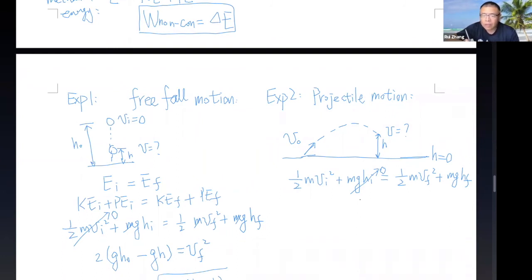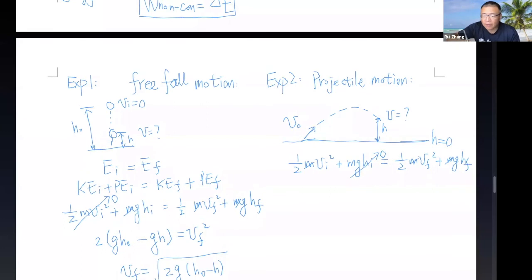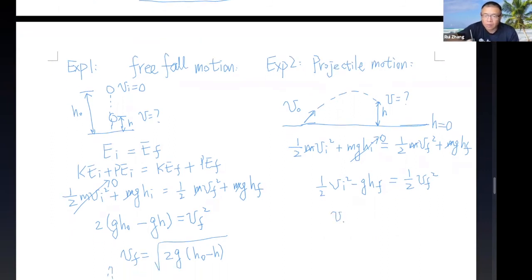Now from this, again, you see the very simple equation here. And then actually the mass can be canceled out again. So you can divide m on all terms. So m's gone. And we're looking for v, which is essentially vf. So again, we move this term to the left. So we have 1/2 vi squared minus g hf equals 1/2 vf squared. Now you may want to multiply 2 on both sides. So you have vi squared minus 2g hf equals vf squared.